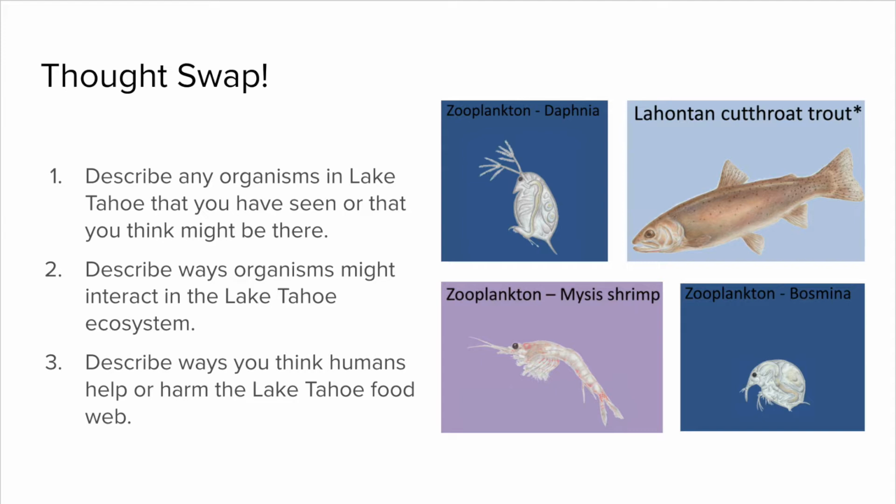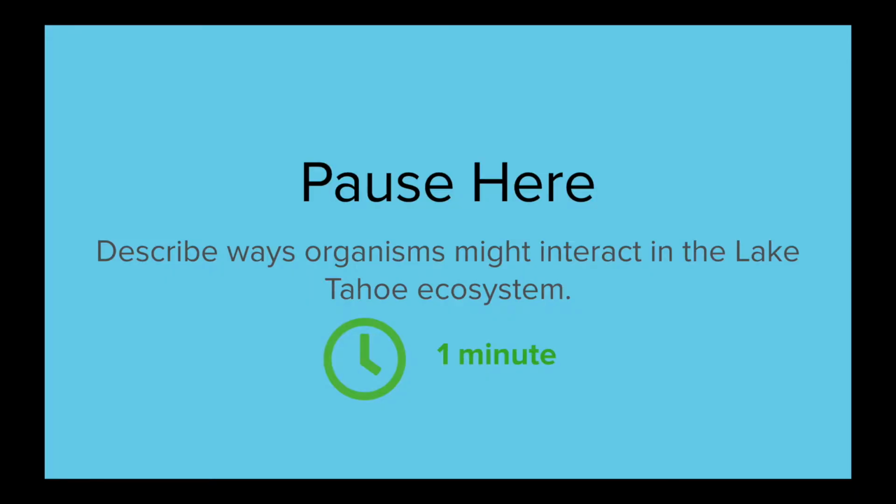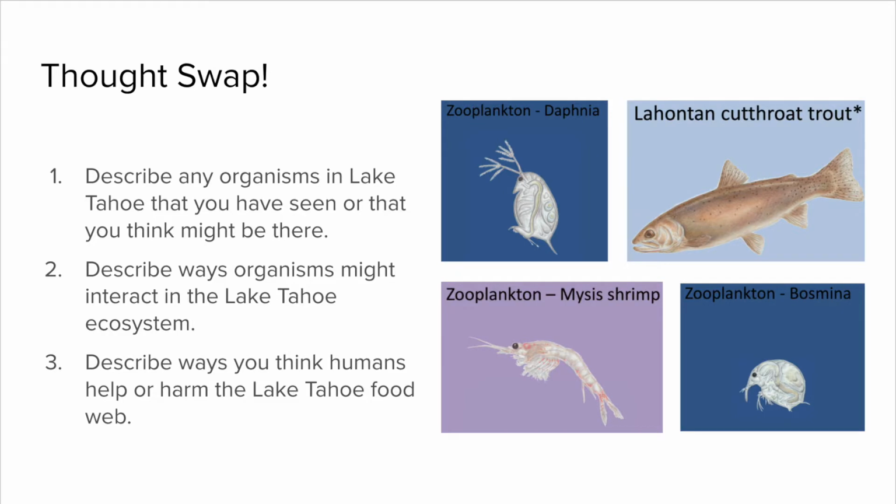Number 2. Describe ways organisms might interact in the Lake Tahoe ecosystem. You can pause the video and think for 1 minute. The second question, describe ways organisms might interact. So there are a lot of different species interactions that we might observe. Some of the ways that organisms might interact in Lake Tahoe can be beneficial to both organisms. So both of them get something good out of the interaction, and they help each other. That's called mutualism, but that's a big word you don't necessarily have to remember.